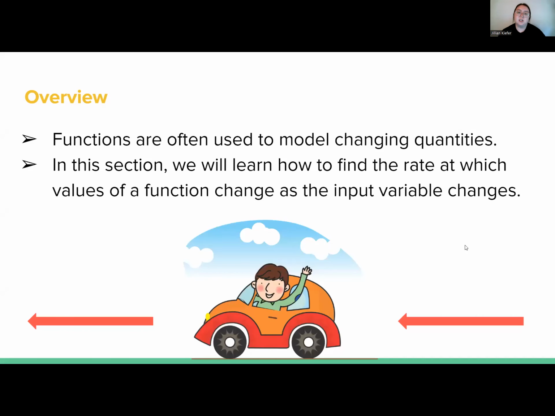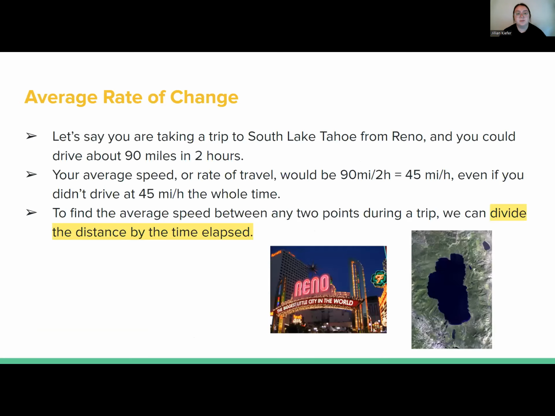So as an overview, functions are often used to model changing quantities. Since there is a relationship between x and y, we imagine that there is something changing in our function as probably time goes on or anything else goes on. So in this section, we'll learn how to find the rate at which values of a function change as the input variable changes. So we're seeing how the output changes as our input changes. So how does y change as x changes? Or f of x in this case, since we're using functions.